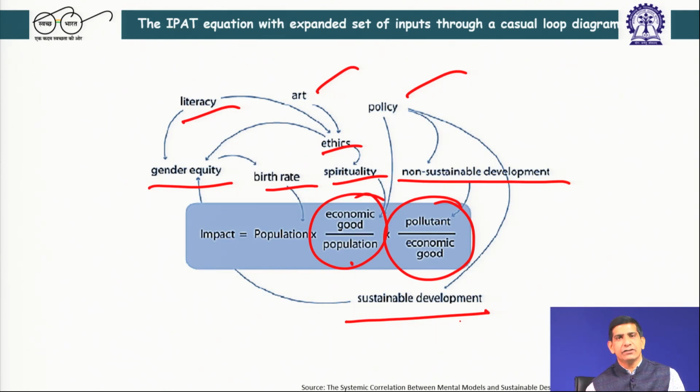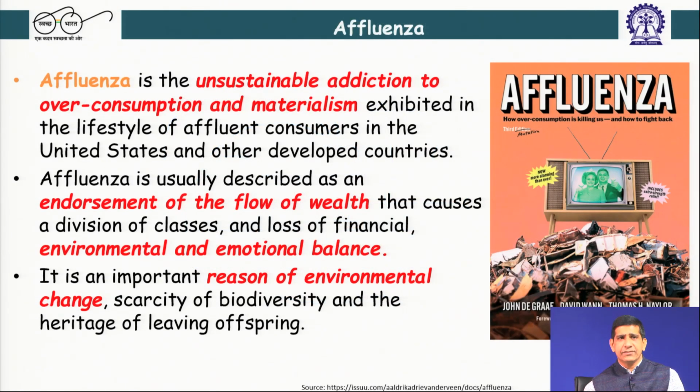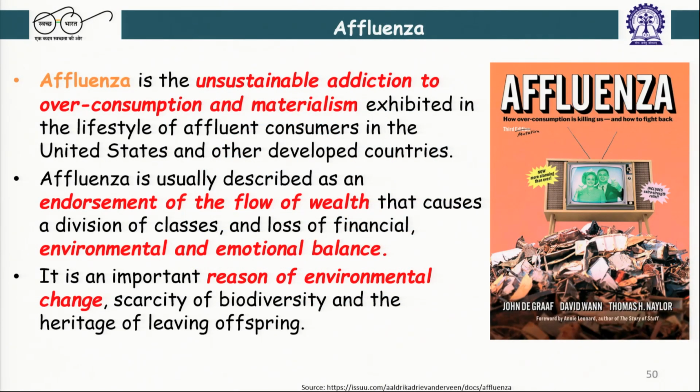Spirituality also can lead to some of the consumption pattern. Then in terms of environmental degradation, environmental impact, that relates to what kind of technology we use, what kind of policy we implement. So, these are all related together. It is a pretty complex issue. So, there is a disease, it is not influenza, it is affluenza. It is how overconsumption is killing us and how to fight it back.